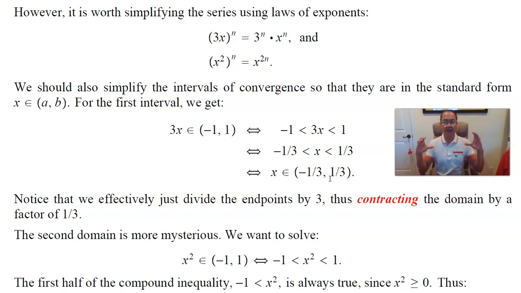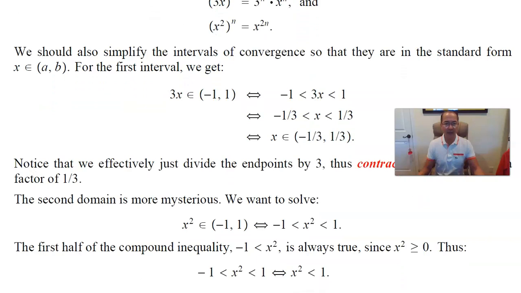So what happened? It went from -1, 1 to -1/3, 1/3. So we can think of that as a contraction. If you multiply x by 3, you're going to have to pay for it by shrinking your domain by a factor of 3, dividing your domain by 3 effectively. Okay, so what about the next one?